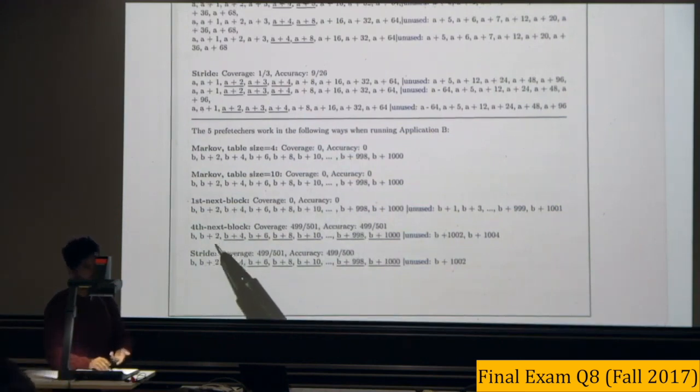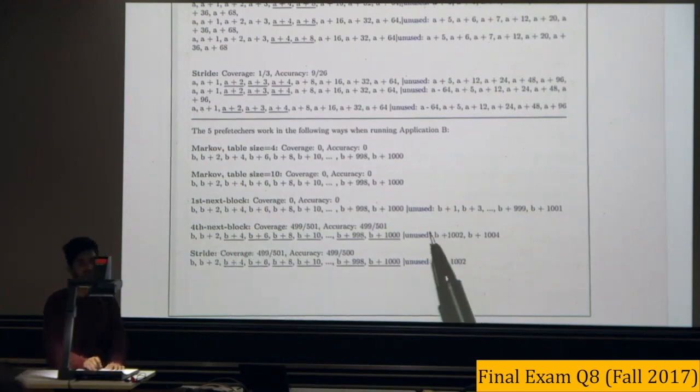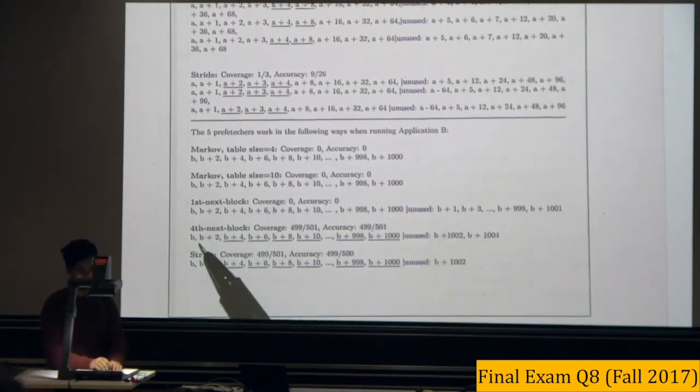So B plus 2 is uncovered. B we cannot cover anyway. B plus 4, yes, we can cover. B plus 6, B plus 2 will generate for B plus 6. So B plus 6 is covered, and subsequently everything is covered. So that means apart from the first two accesses, everything is covered.